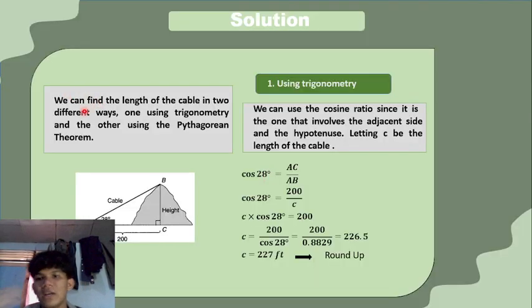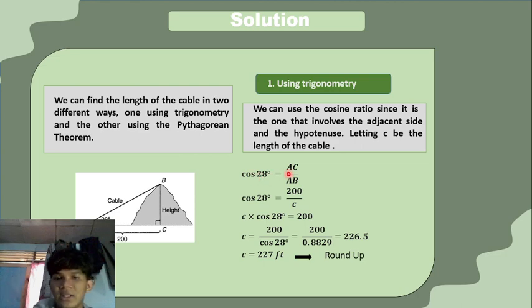Okay, we can find the length of the cable in two different ways: one using trigonometry and the other using the Pythagorean theorem. Let's see this illustration. Okay. First one is using trigonometry. We can use the cosine ratio since it is the one that involves the adjacent side and the hypotenuse, letting C be the length of the cable.